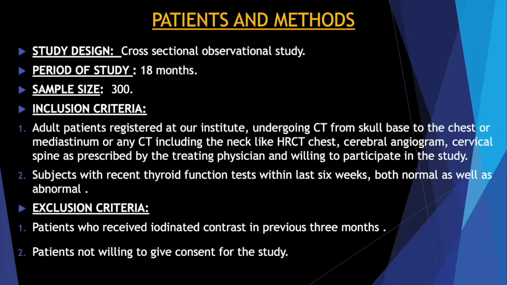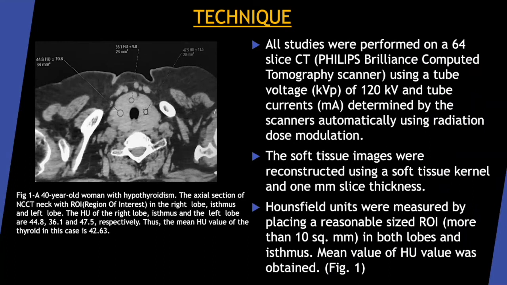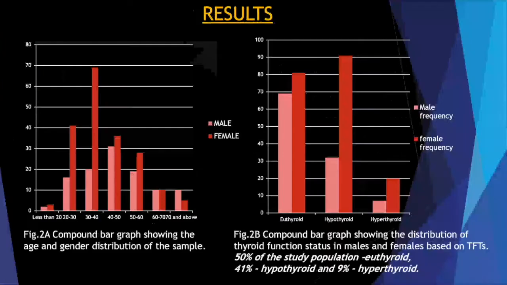All the scans were done on a 64 slice Philips CT scanner, and soft tissue images were reconstructed with a soft tissue kernel and 1 mm slice thickness. We drew ROIs in the right lobe, the isthmus, and the left lobe of the thyroid gland, and then we calculated the mean HU value of all these three ROIs, and that was the mean HU value we took into consideration for a given patient. So these were the results.